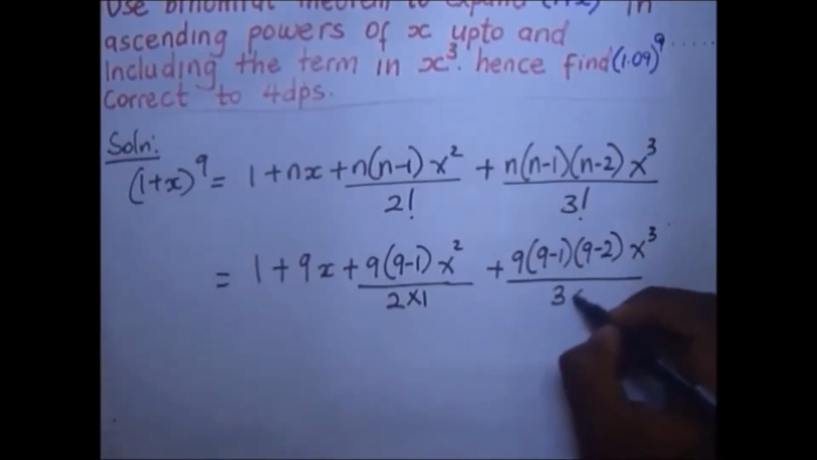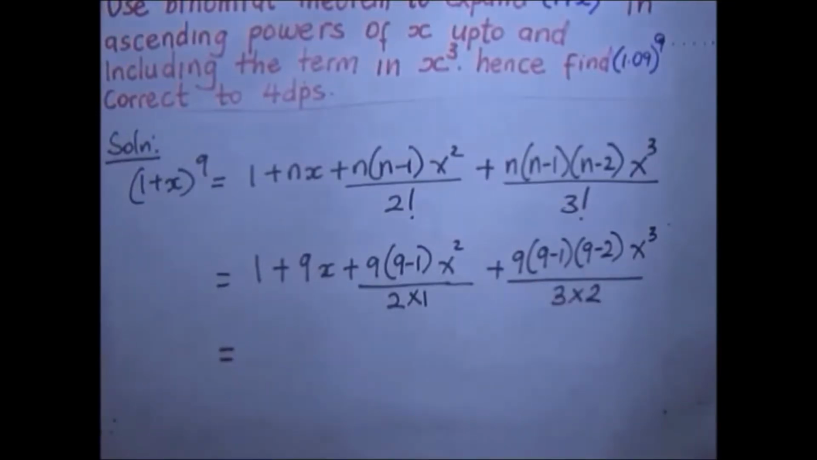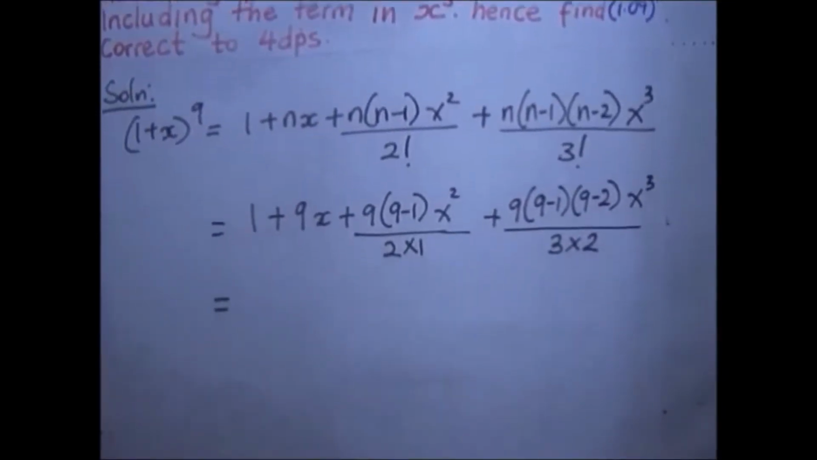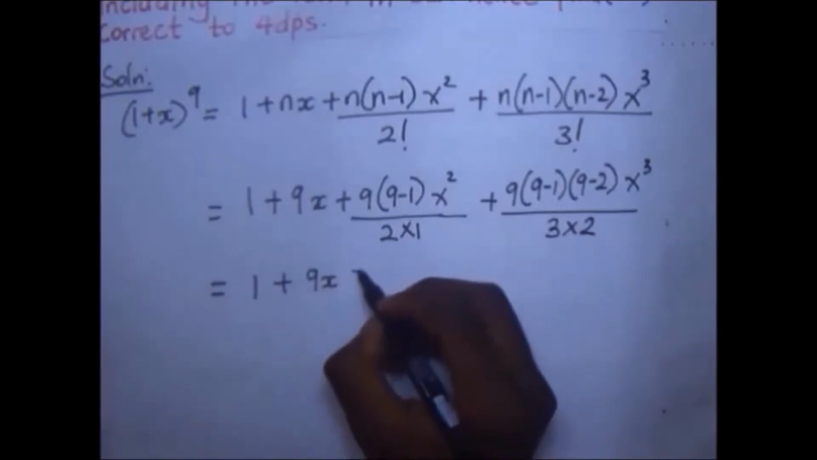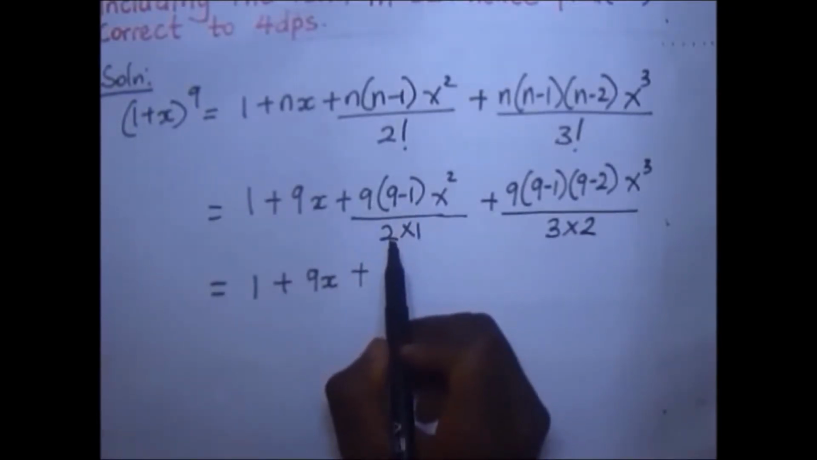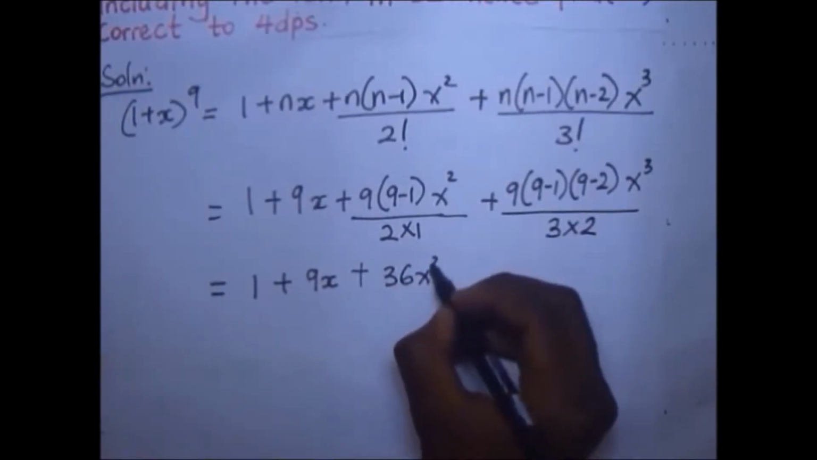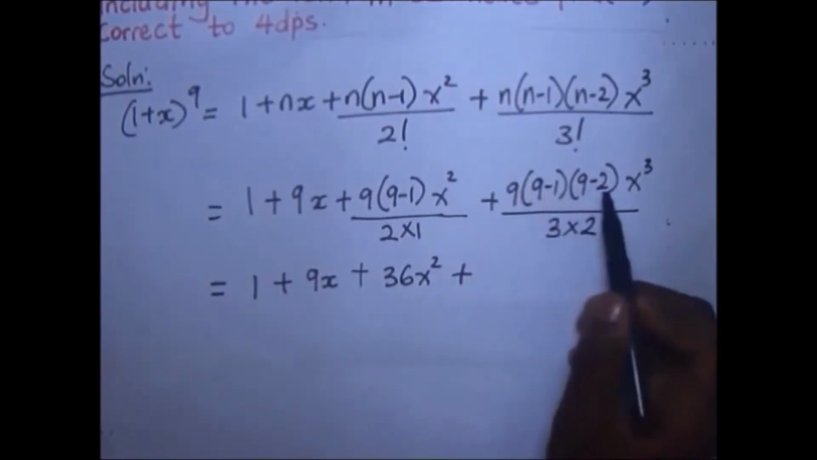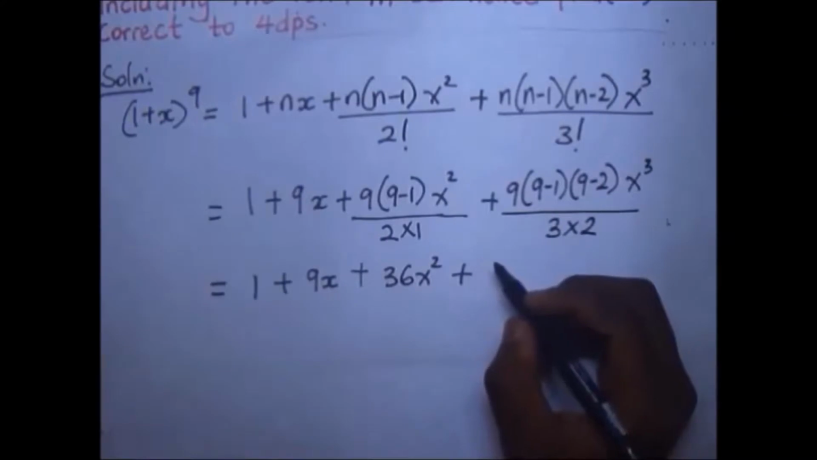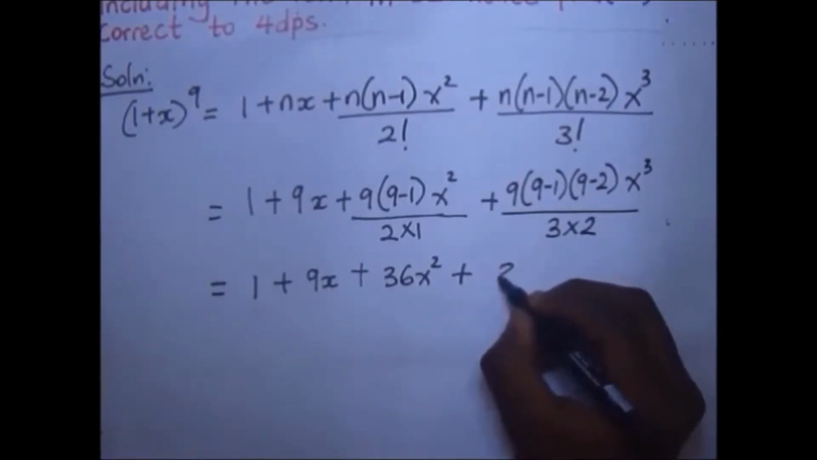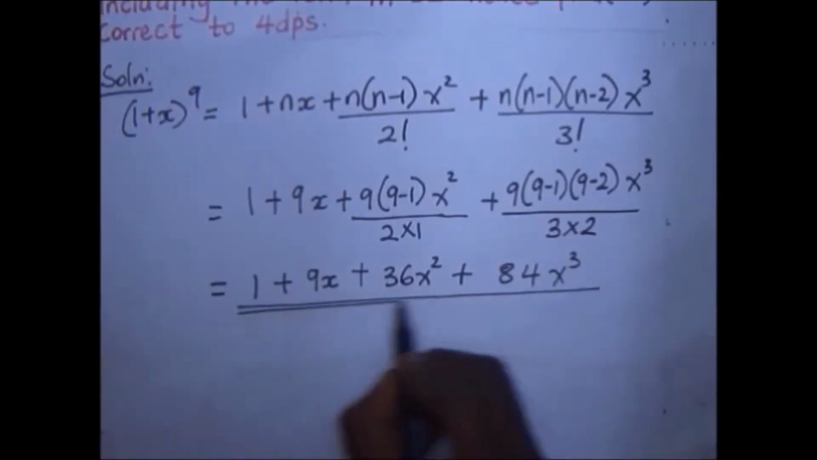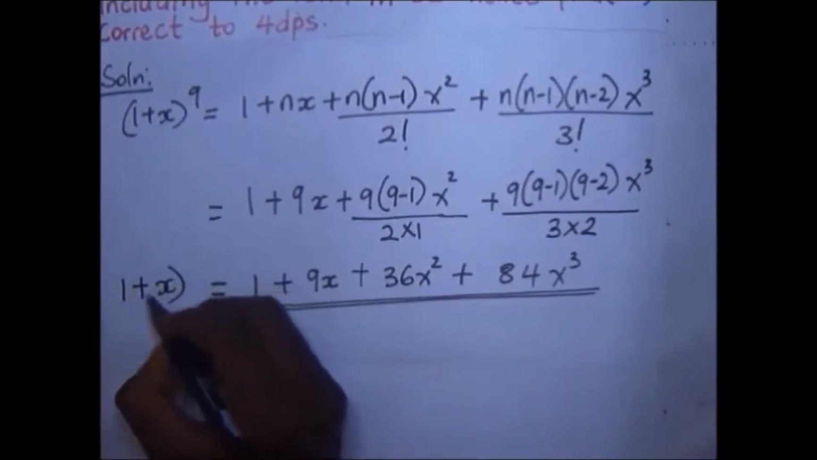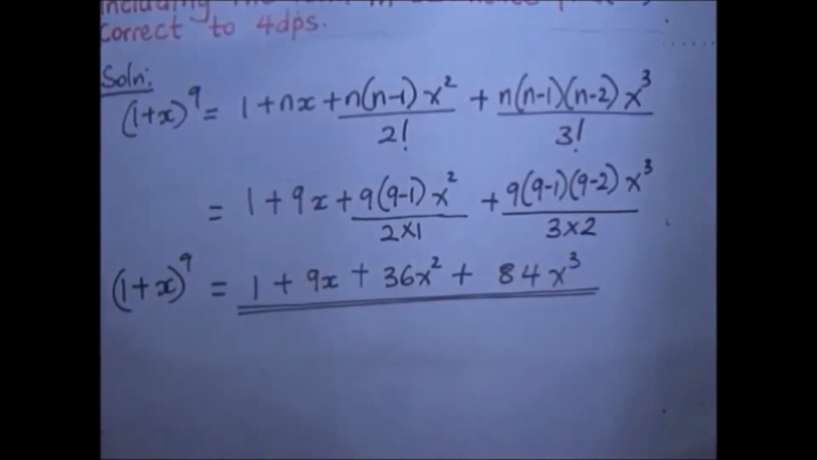3 factorial is 3 times 2. So now our answer there will simply be 1 plus 9x plus 9 times 8 divided by 2, we end up with 36x squared plus 9 times 8 times 7, divide all that by 6, it's going to become 84x cubed. And so this is our expression for 1 plus x to the power 9. As simple as that. That is how we expand that.